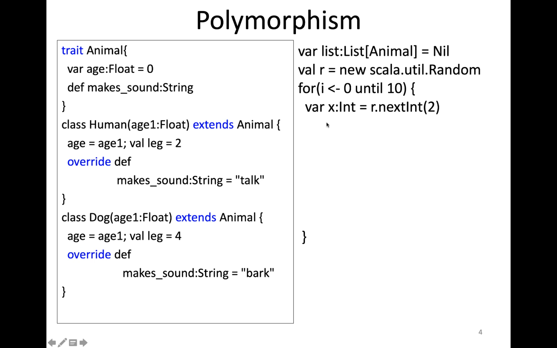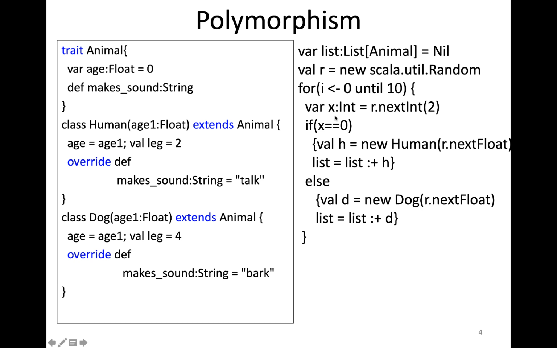And let's see what happens in each iteration of the for loop. We get a random integer between 0 and 1. If you say random dot nextInt, it will create an integer which is either 0 or 1, less than 2. So those are the two possibilities for this random integer x. And if x is 0, then we create a human with a random float as the age of the human, and we append. This is the list's append operator, colon plus. We append that newly created human object to the existing list.